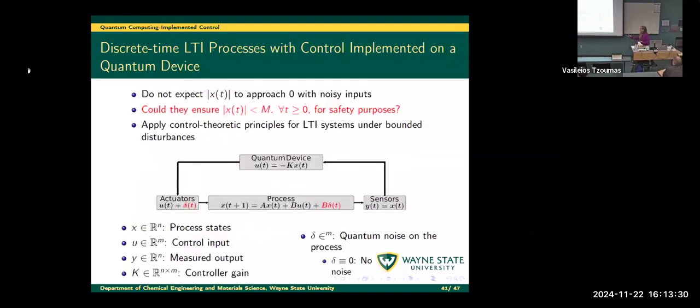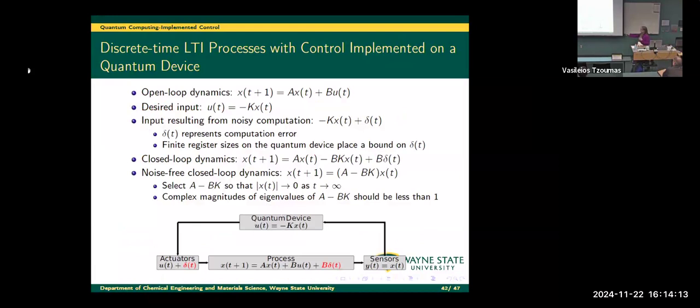In general, we wouldn't expect that we can drive the norm of x of t to 0 if we have noisy inputs. But our question could be, could we ensure that the norm of x of t is less than an upper bound for safety purposes? So we're going to apply the control theoretic principles for linear time invariant systems that are under bounded disturbances. In this case, we have our process, and there's a sensor. Then we'll have the quantum device being used to compute a control action like -Kx of t. What we'll get to the actuators is u of t plus this delta, and delta here represents our quantum noise. It represents that we should have computed -Kx as u, but instead we computed -Kx plus some other amount of stuff.